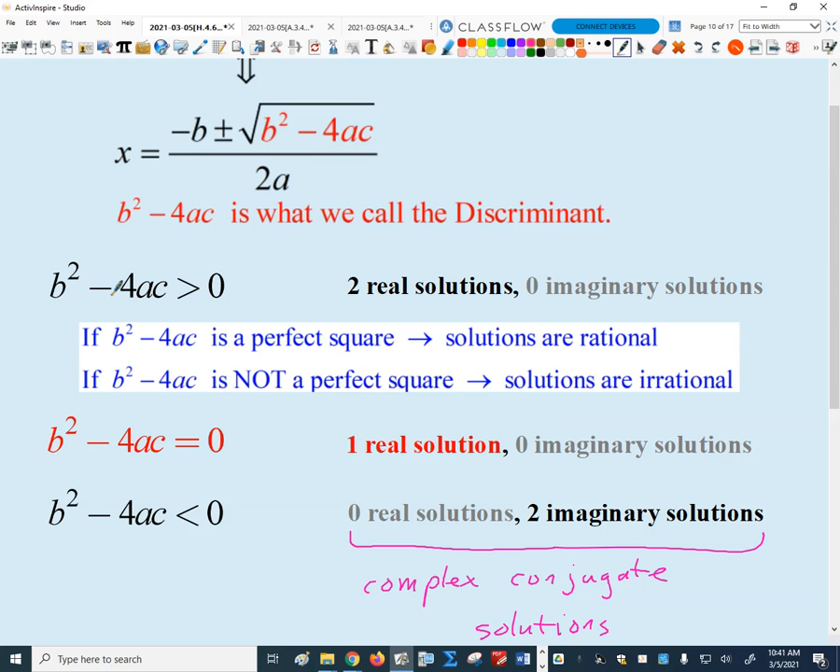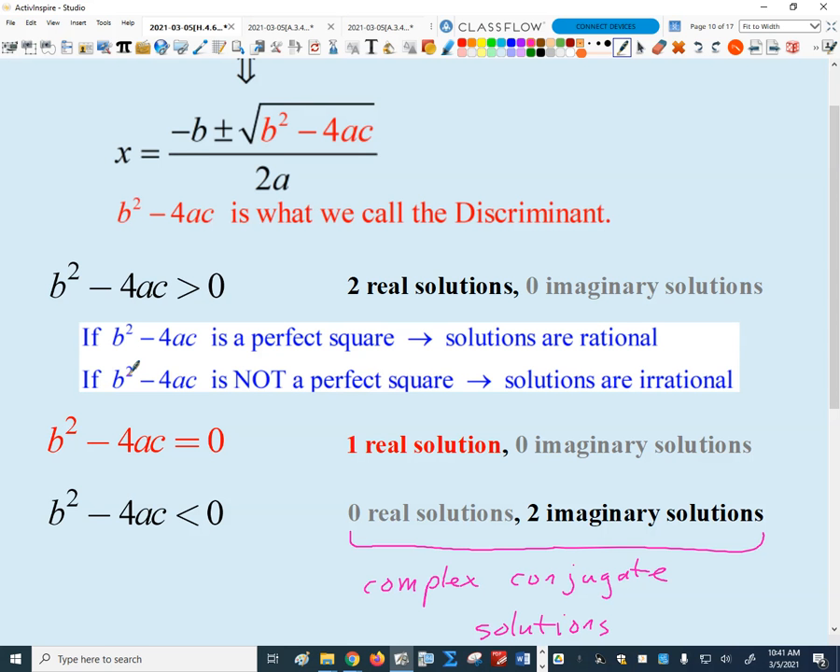Let's back up to the top for just a second, because if the discriminant is positive, we can do one more little thing that's kind of useful. If the discriminant is a perfect square, then we know that the square root part is going to disappear when we simplify, right? So I know I'm going to get two solutions that are rational. Okay, they can be written as fractions.